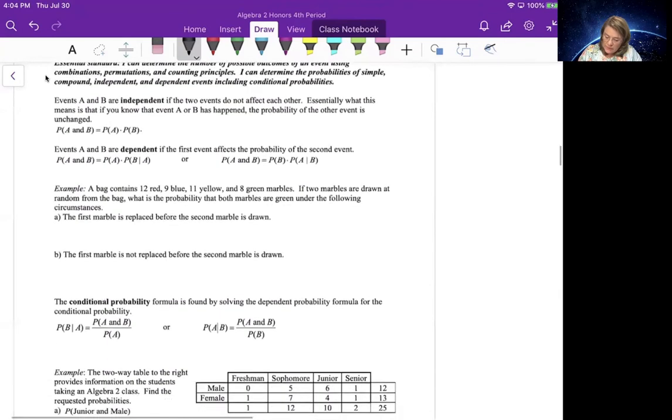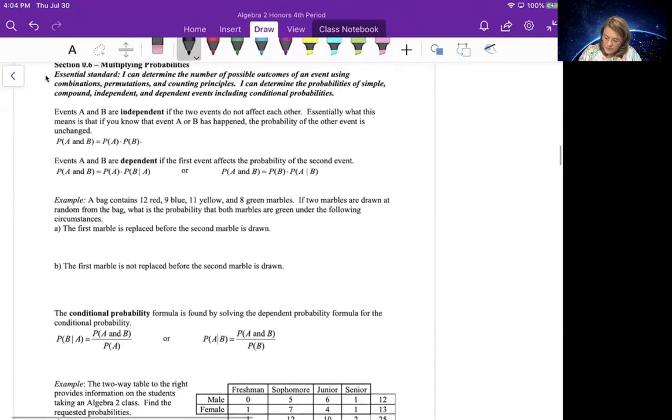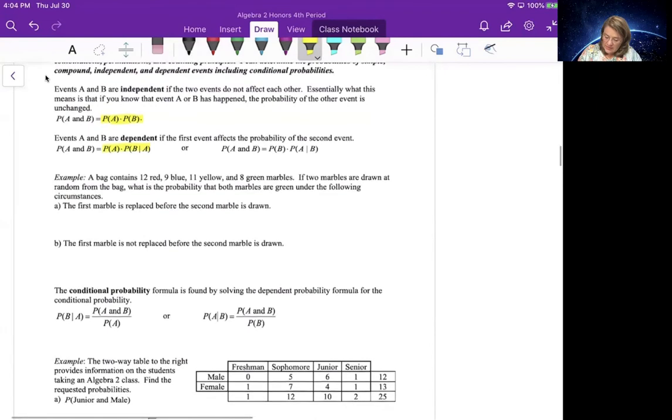Okay, so for example, let me state this. If they are independent, you will just multiply the two probabilities. So they're completely independent of one another. If they are not, if they're dependent, you'll multiply the probability of A happening times the probability of B happening, given that A has already happened. And let's take a look at this.